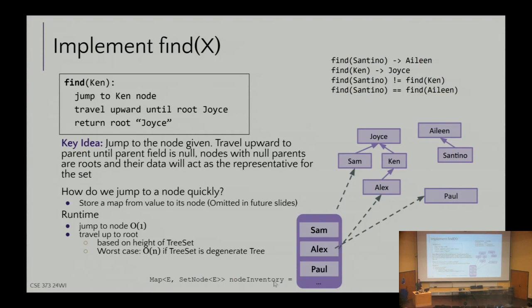So you start at the node inventory, you jump to what you're looking for, and then you travel upwards. If I was like, find Alex, I would say, hey, hash map, where's Alex? Boom, he's right there. And then I'm going to travel up to Ken, I'm going to travel up to Joyce, and then I would report Joyce is my representative.